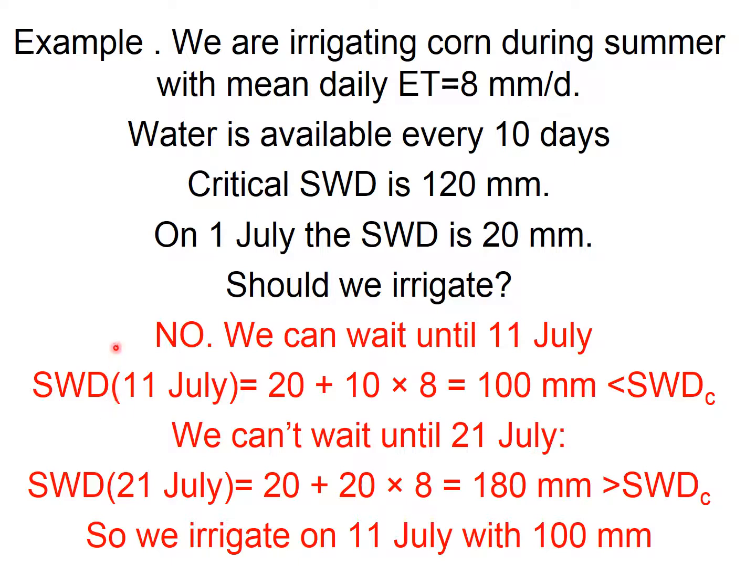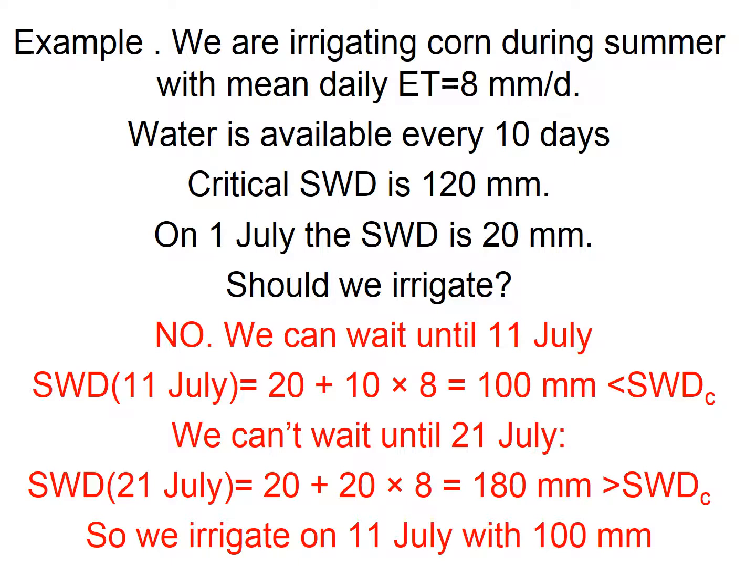Here we calculate the soil water deficit on July 11th as the initial value, 20, plus 10 days multiplied by 8 millimeters per day. And that gives 100 millimeters. That is below the critical soil water deficit. In other words, we can wait until July 11th, but we cannot wait until July the 21st.